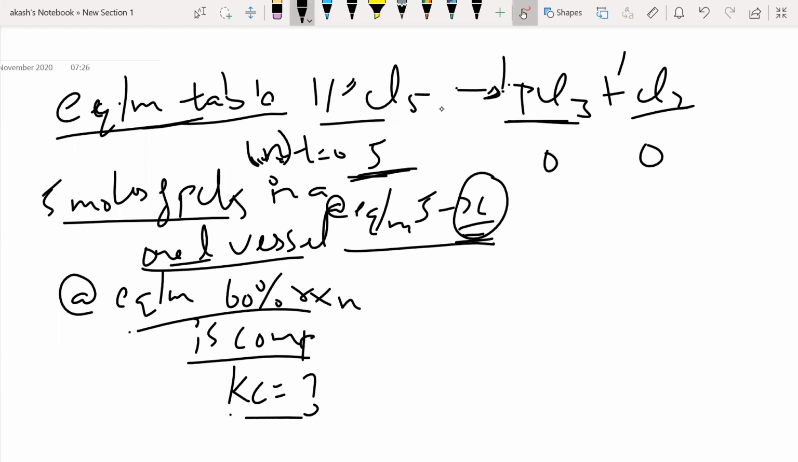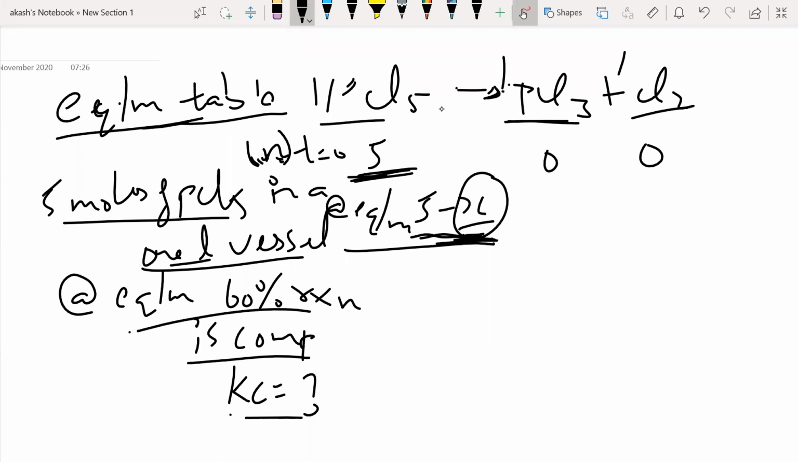Do you understand what I'm telling? I'm asking you how much of PCl5 is reacting. Initially, I had 5 moles. In that, how much has been consumed or reacted is basically this X moles. How much is remaining? Obviously, remaining is 5 minus X. How much of PCl5 is left unreacted? That is 5 minus X.